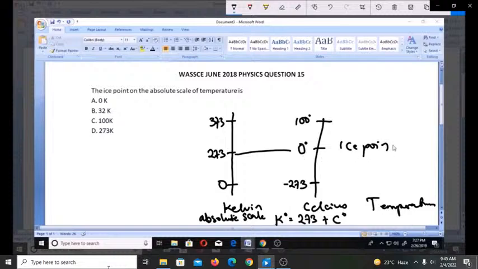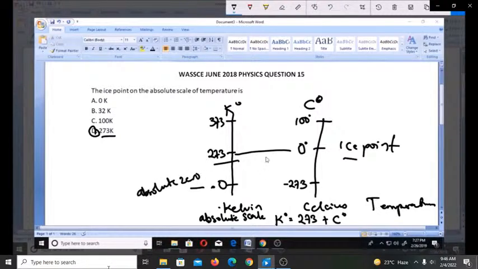So what's the equivalent of this ice point in the Kelvin scale? It is going to be 273 Kelvin. So this is in Kelvin, this is in Celsius. So the right answer here is D, which is 273. The ice point is 273. So be very, very careful. You might be tempted to pick 0 Kelvin as the ice point. 0 Kelvin is the absolute zero. That's the absolute zero and not the ice point.